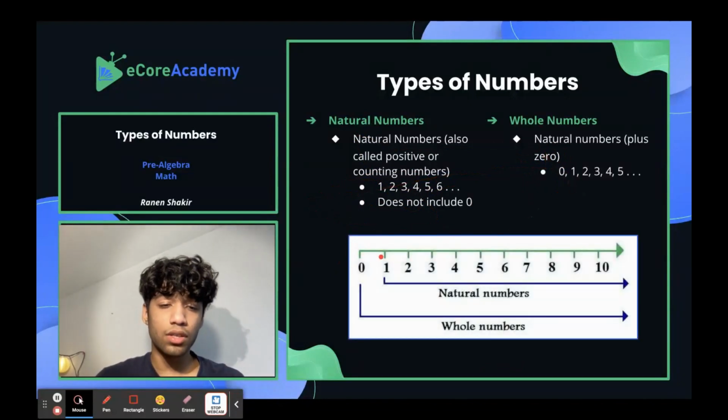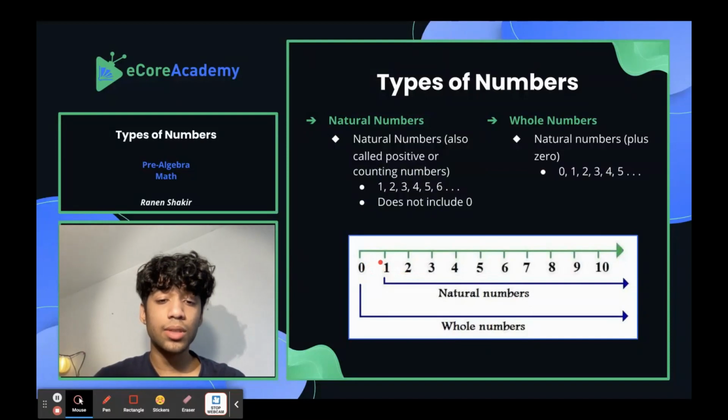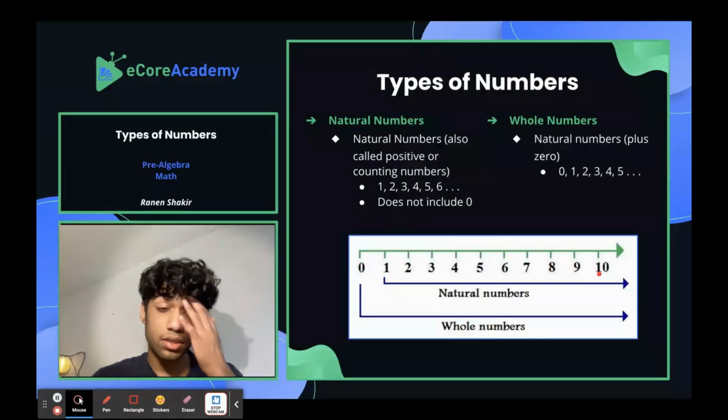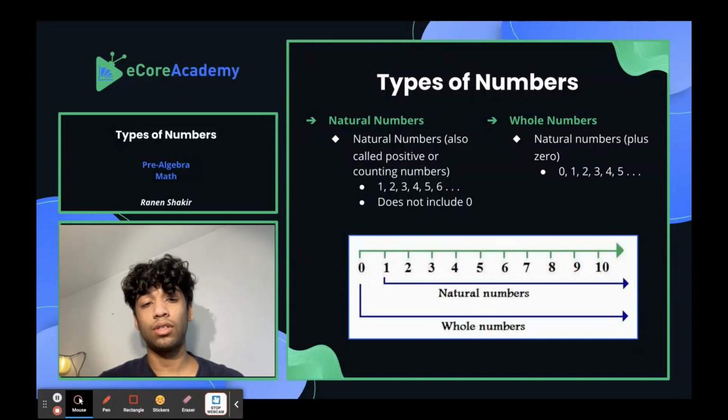This little graphic is a good example to make sure you understand. The number line goes on forever. All these numbers go on forever. There's no end. So natural numbers, as you can see, are 1, 2, 3, 4, 5, 6, 7, 8, 9, 10, and on and on and on, minus 0. And then whole numbers are with 0. So 0, 1, 2, 3, 4, 5, 6, 7, 8, 9, 10. That's how you distinguish both. Whole numbers have 0, natural numbers do not have 0.